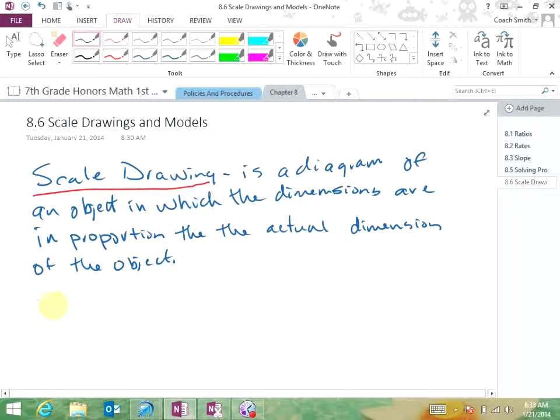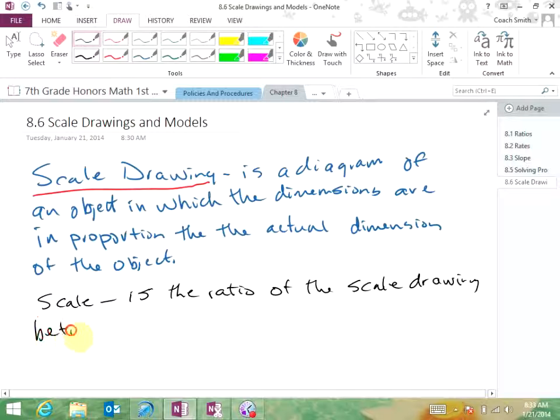Now, the scale is the ratio of the scale drawing between the actual and model.